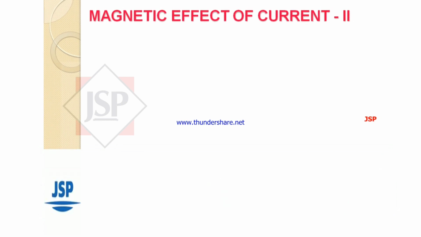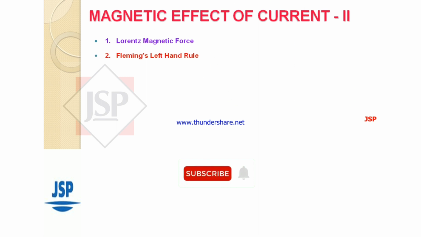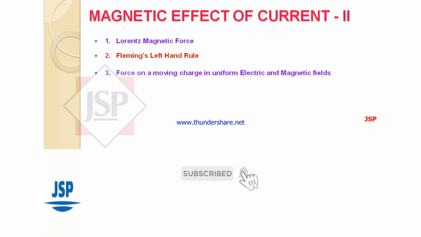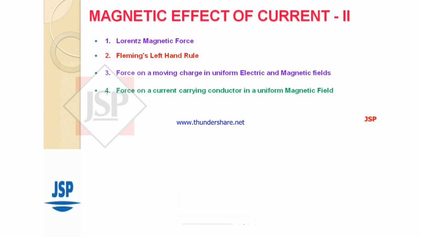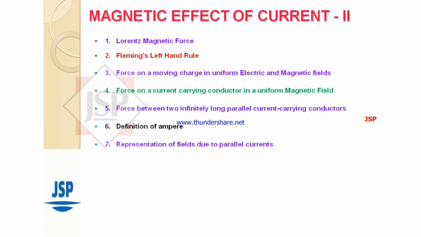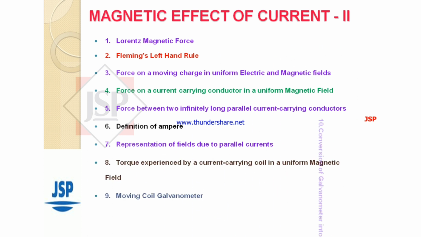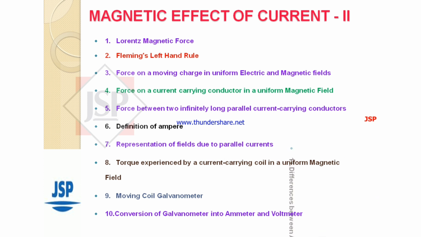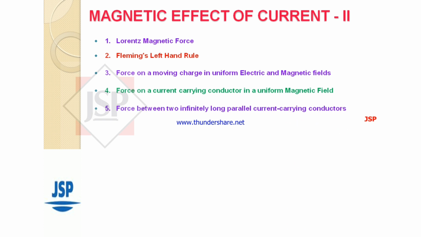Today I am going to explain the magnetic effect of current, second part. In that, some main topics are there. First one, Lorentz magnetic force. Second, Fleming's left hand rule. Third, force on a moving charge in uniform electric and magnetic fields. Fourth, force on a current carrying conductor in a uniform magnetic field. Fifth, force between two infinitely long parallel current carrying conductors.